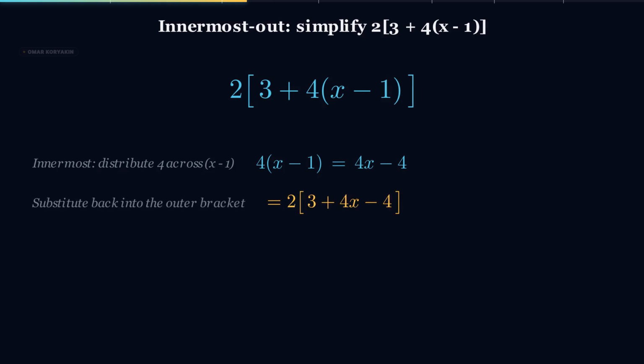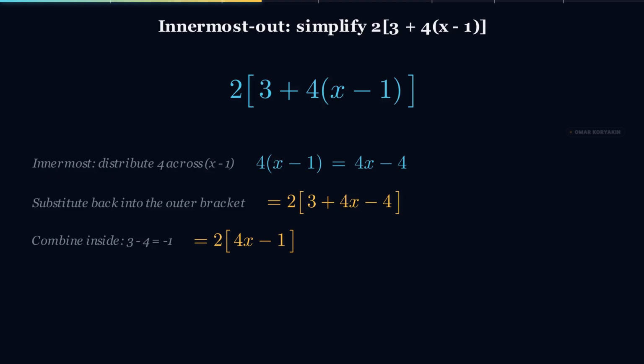Step 2. Substitute the inner result back into the outer bracket. The expression now reads 2 times the bracket containing 3 plus 4x minus 4. The outer bracket is still there because we have not distributed the outer 2 yet, but the inner parentheses are gone. Step 3. Combine the like terms inside the bracket before distributing the outer factor.